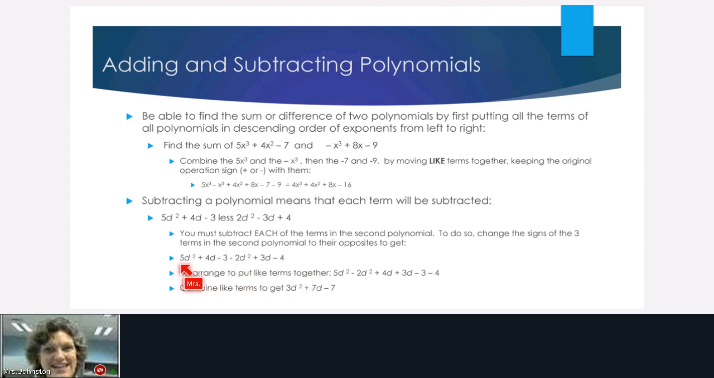Now I can go back and rearrange and combine like terms. There's a 5d squared and a minus 2d squared, resulting in 3d squared. There's a 4d that matches with a 3d. Together they make 7d. And for the numbers, minus 3, minus 4 make minus 7.